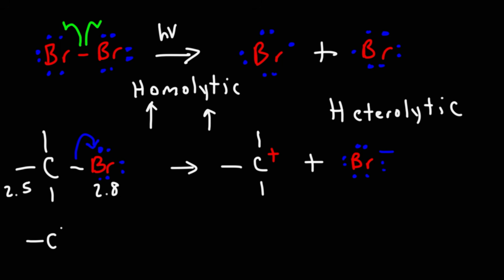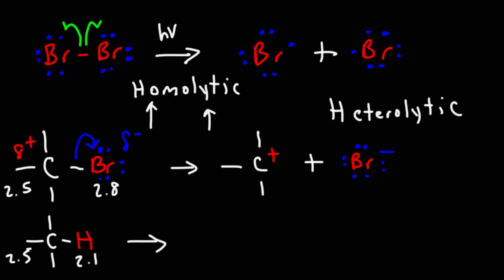Now let's look at another situation. Let's say we want to break the carbon-hydrogen bond. How should we draw the arrows? How should we show it using curved arrow notation? Now carbon is more electronegative than hydrogen. In the previous example, carbon was less electronegative, so it had the partial positive charge. Bromine was more electronegative, so it had the partial negative charge.